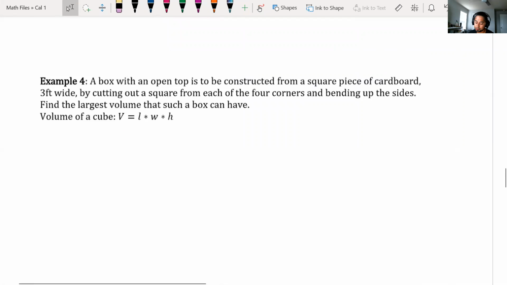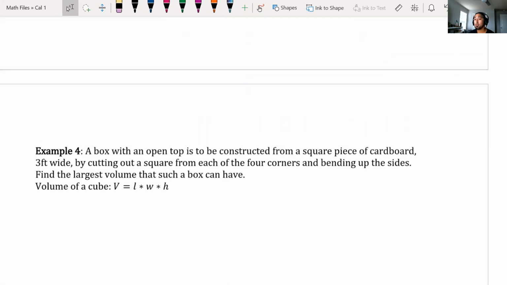4. A box with an open top is to be constructed from a square piece of cardboard, 3 feet wide. By cutting out a square from each of the 4 corners and bending up the sides, find the largest volume that such a box can have. All right. And here we are given the volume of a box because our job is to find the largest volume. So we're supposed to maximize volume.